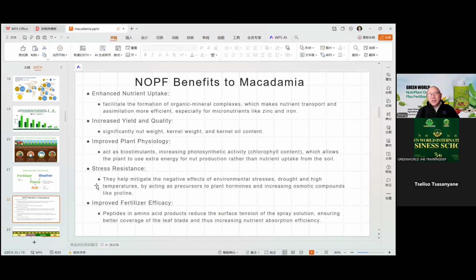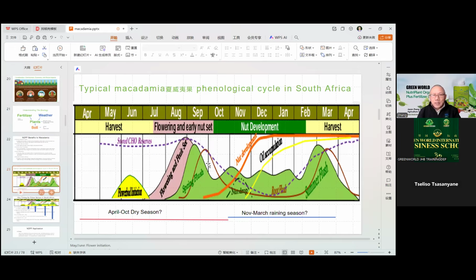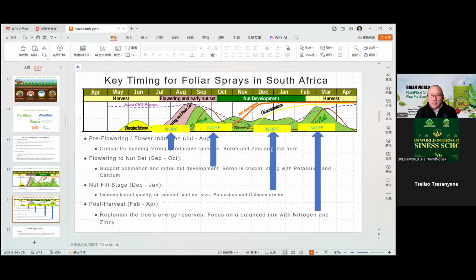Now we need to understand the phenology. You have to understand your phenology first. This is the phenology of your macadamia. This is totally different from my hair. From this, we can use NOPF four times. Before the rainy season, you can start putting something in the soil for NPK.